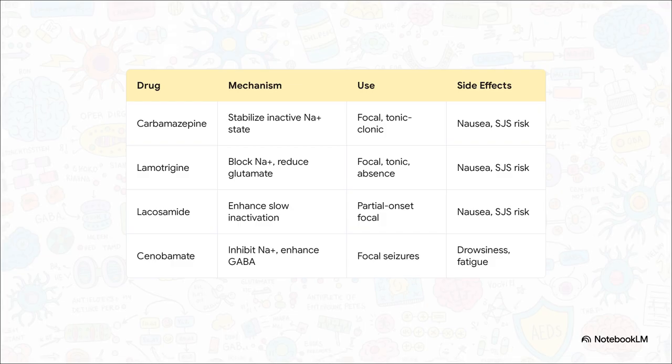Now, the newer drugs have some interesting twists. Look at lacosamide. It's different because it targets what's called slow inactivation, a distinct process from the fast inactivation the other drugs hit. And then there's cenobamate, which is a real powerhouse. It has this dual action where it not only blocks sodium channels in that use-dependent way, but it also boosts the release of the inhibitory neurotransmitter, GABA.